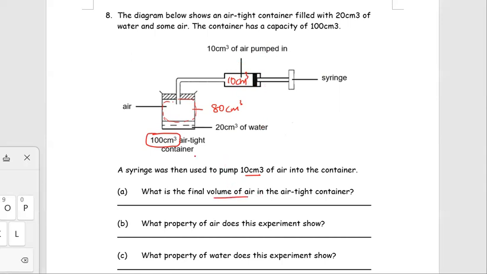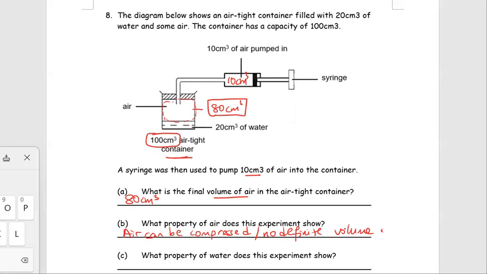So once again, I look at the container. Is the container able to get bigger? No, right? So if the container is not able to get bigger, the air will just be compressed in it and be the same as the original amount of space for the air, which is 80 cubic centimeter. Okay? So what's the property of air? Once again, it shows the air can be compressed, or you can say no definite volume, right?